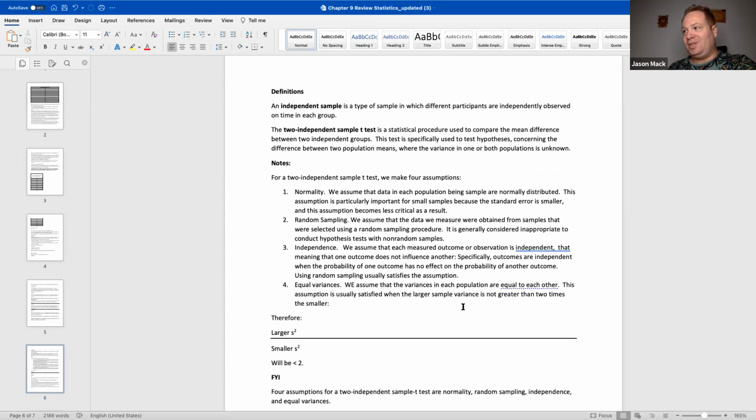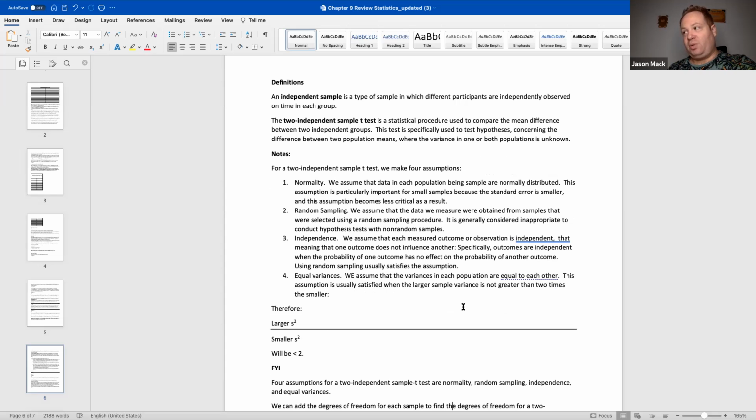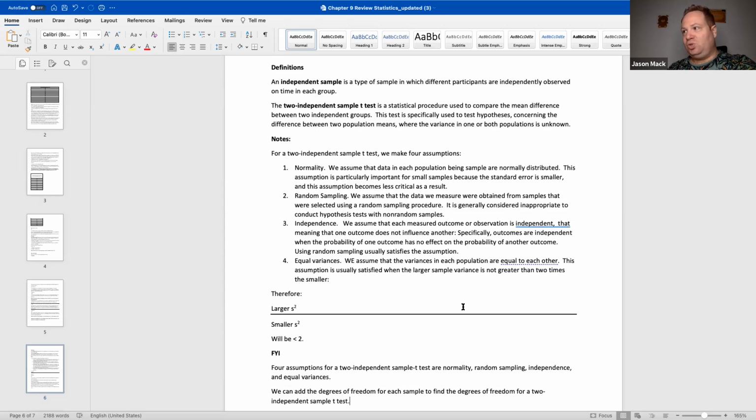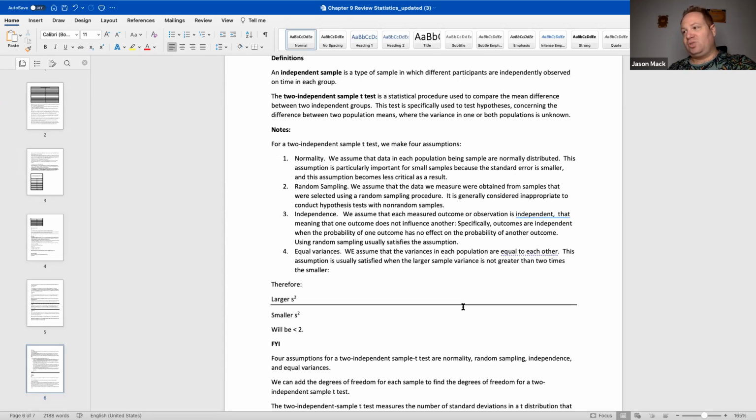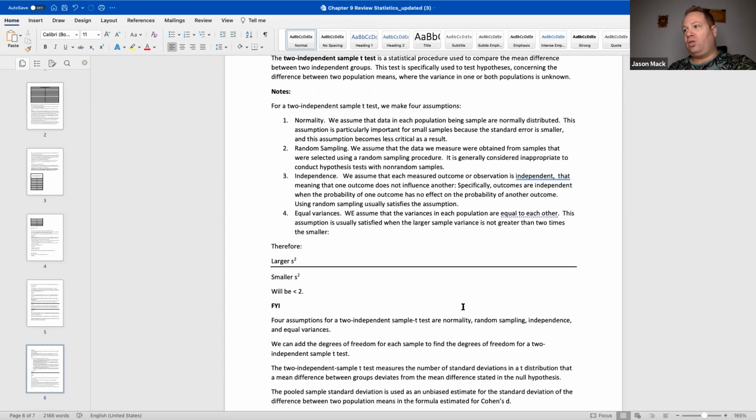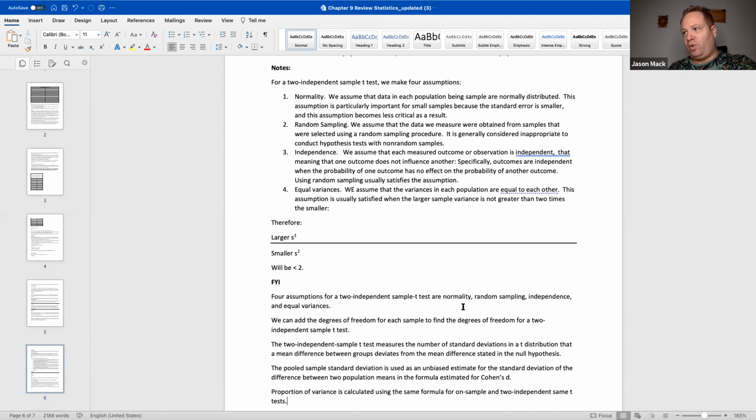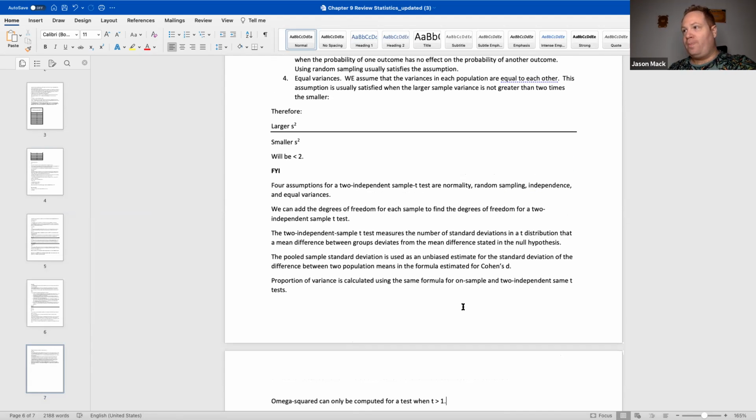Equal variances: we assume that the variances in each population are equal to each other. This assumption is usually satisfied when the larger sample variance is not greater than 2 times the smaller. Therefore, larger s squared divided by smaller s squared will be less than 2.